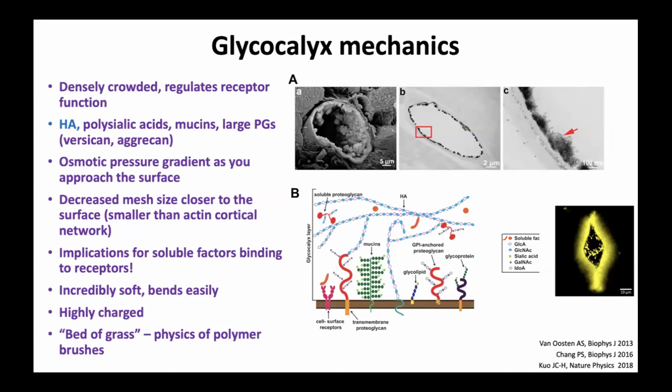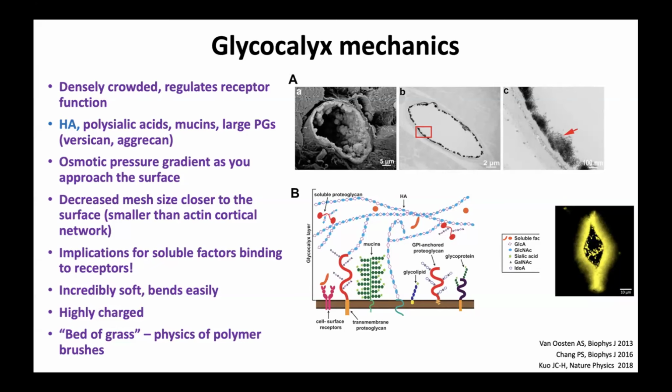And then I just wanted to, as I said before, tell you a little bit about this glycocalyx. This is this coating on the surface of basically all cells. It's a coating that includes hyaluronic acid, mucins, large proteoglycans, and they're really crowded. And they give you an osmotic pressure gradient as you approach the surface of a cell. None of us ever think about this when we think about receptor biology, right? But it's very important. This has a lot of implications for how soluble factors bind to their receptors.